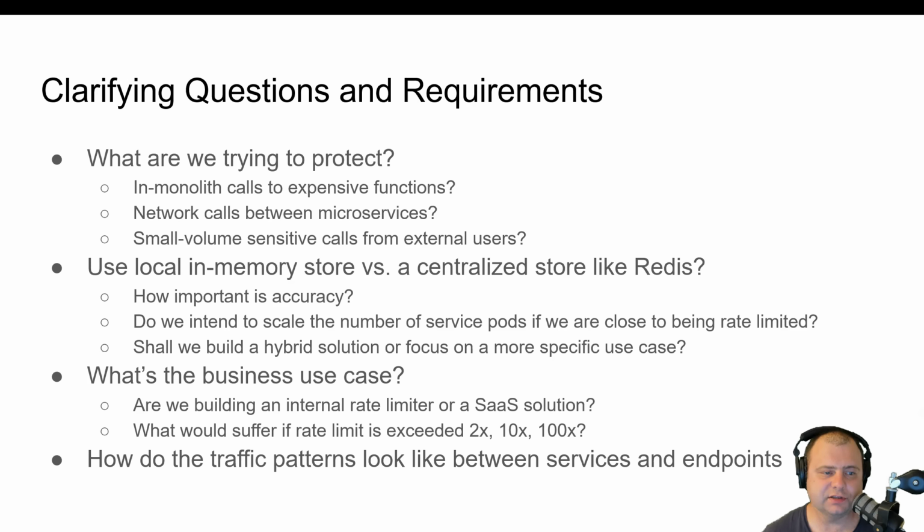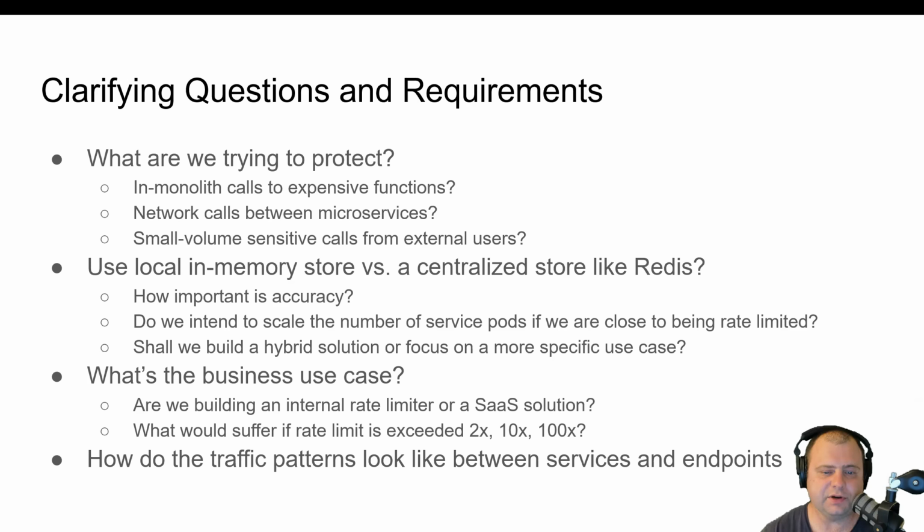Is it just, in monoliths, service calls to expensive functions where there's no network involved at all? Is it a network call just between internal microservices? Or is it small volume sensitive calls from external users, such as password resets, where you need to have a relatively small amount at least per user?